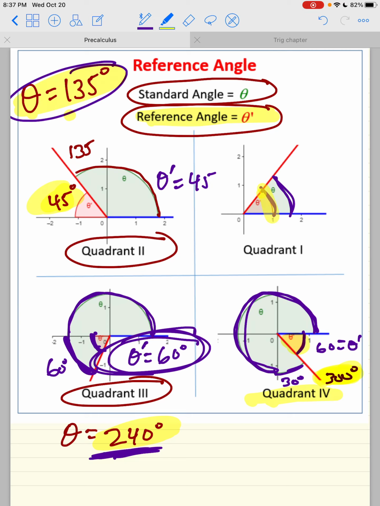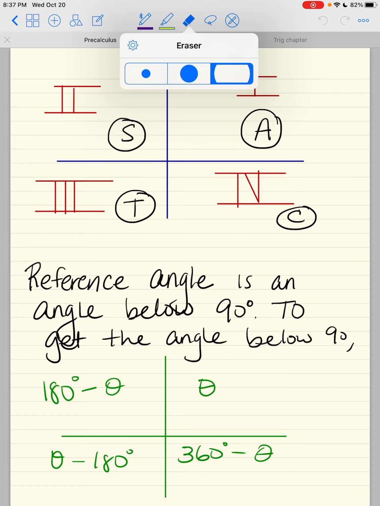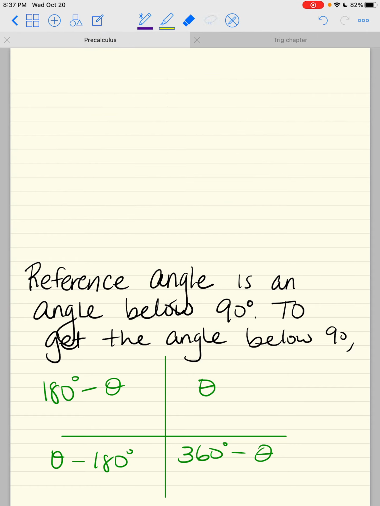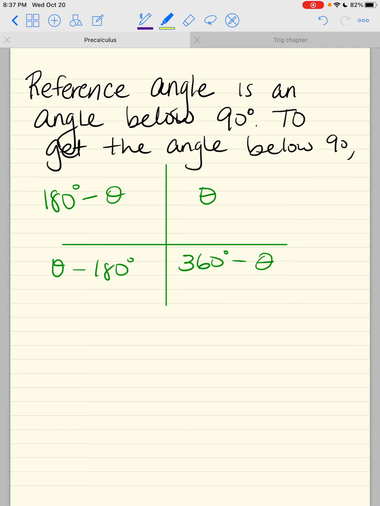And what you notice is in quadrant 1, they're identical. Okay? So quadrant 1, the standard angle and the reference angle are the same. Why is that? Well, here, I'm going to actually erase this because this is for my next lesson. So let's get rid of this. Here, everyone, if you take a look at this, it says reference angle is an angle that's below 90 degrees. And I want all my angles to be below 90 degrees. So if you're in quadrant 1, it makes sense that the reference angle and the standard angle are the same because it's already below 90 degrees.